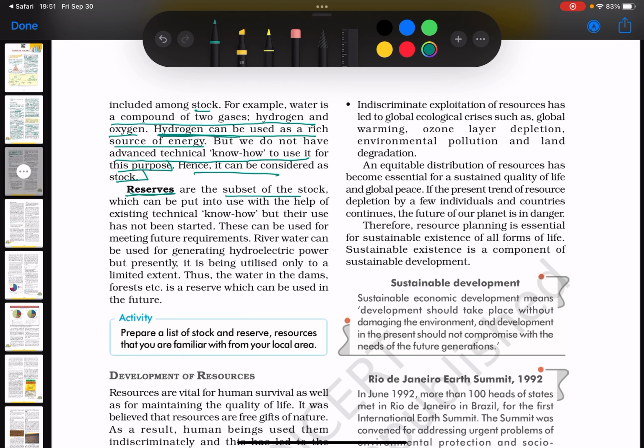Reserves are a subset of the stock which can be put into use with the help of existing technical know-how, but their use has not been started yet. So these can be used for meeting future requirements, like river water can be used for generating hydroelectric power, but presently it is being utilized only to a limited extent. Thus the water in the dams, forests, etc., which can be used in the future, can be an example of reserves.